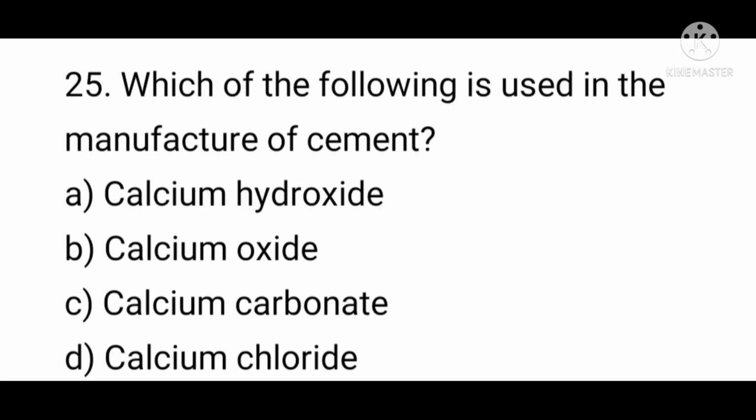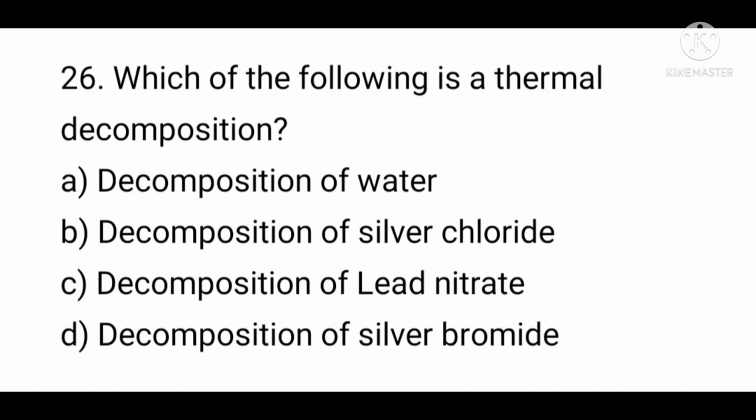Question number 25. Which of the following is used in the manufacture of cement? Option A, calcium hydroxide, B, calcium oxide, C, calcium carbonate, D, calcium chloride. Answer is option B, calcium oxide. Question number 26. Which of the following is a thermal decomposition? Option A, decomposition of water, B, decomposition of silver chloride, C, decomposition of lead nitrate, D, decomposition of silver bromide. Answer is option C, decomposition of lead nitrate.